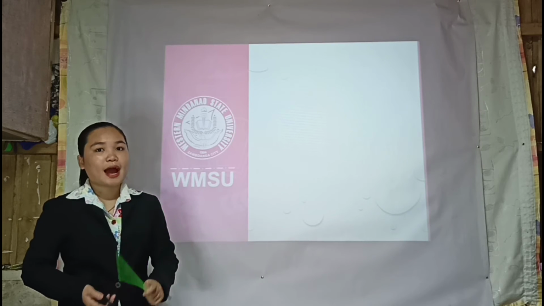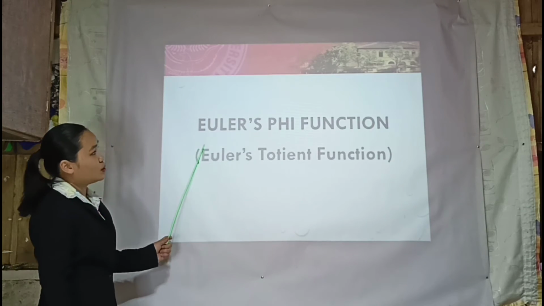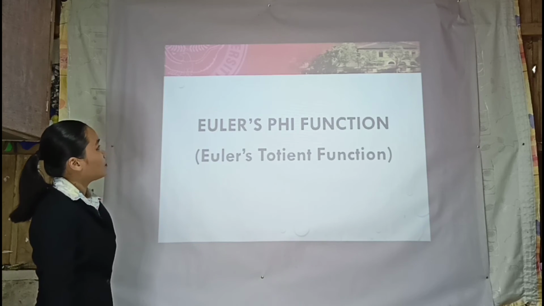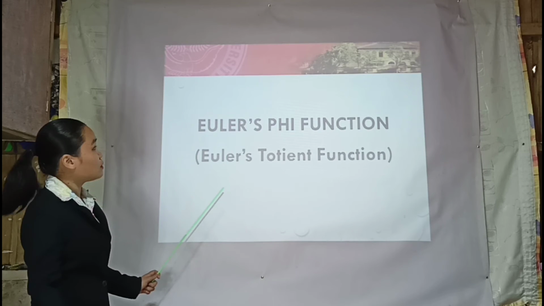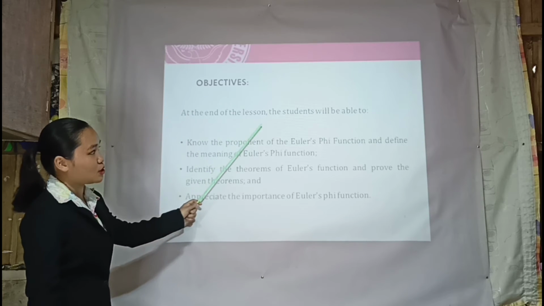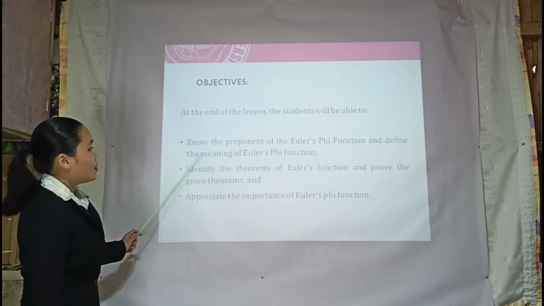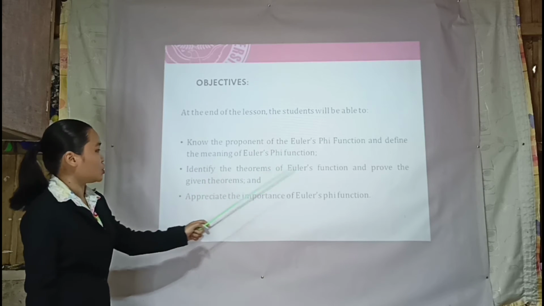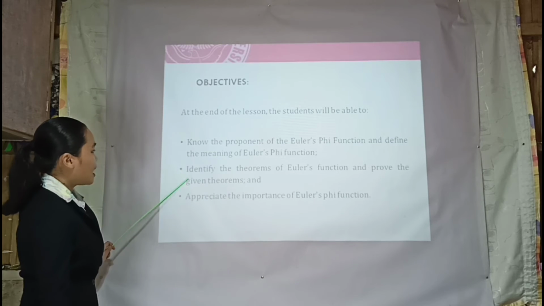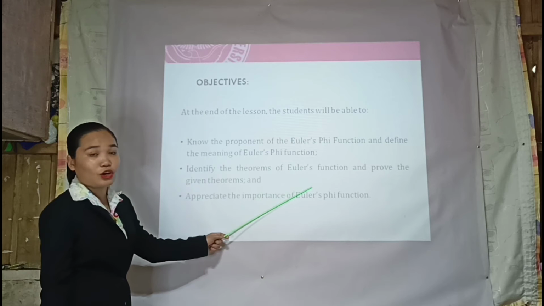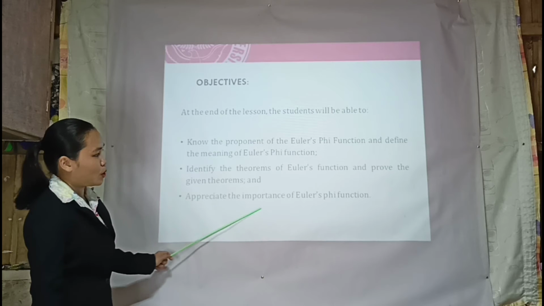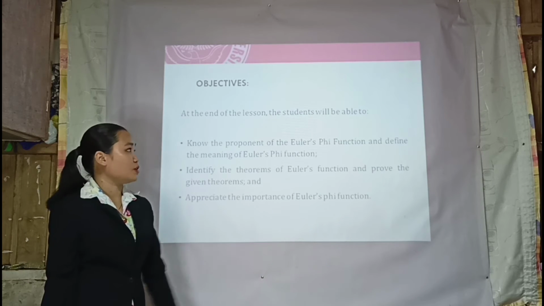Okay, very good. Now, we will discuss about the Euler's phi function or the Euler's totient function. But before that, let me read to you the objectives for this topic. At the end of the lesson, the students will be able to, first, know the proponent of the Euler's phi function and define the meaning of Euler's phi function. Second, identify the theorems of Euler's function and prove the given theorems. And lastly, appreciate the importance of Euler's phi function.